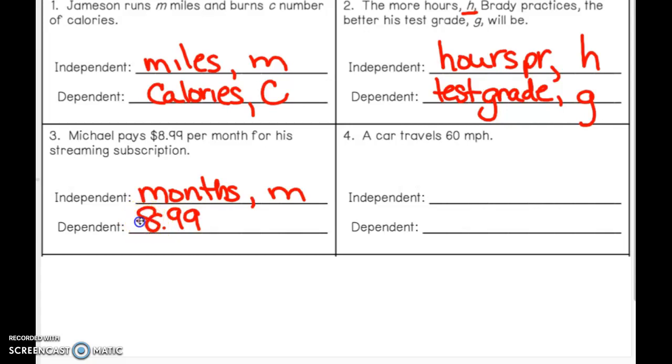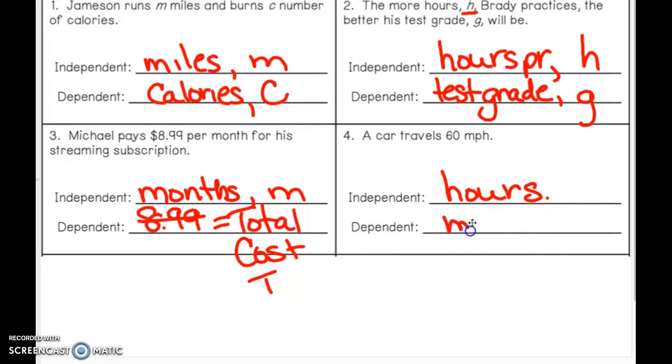That's the one for 1 month. So the dependent is the total cost. And we'll call that T. Okay? A car travels 60 miles per hour. Okay? So we don't know how far it goes because it depends on how many hours we go. So the independent, again, is hours. Okay? And the dependent is how many miles we have gone. Total miles, right? At the end of it.